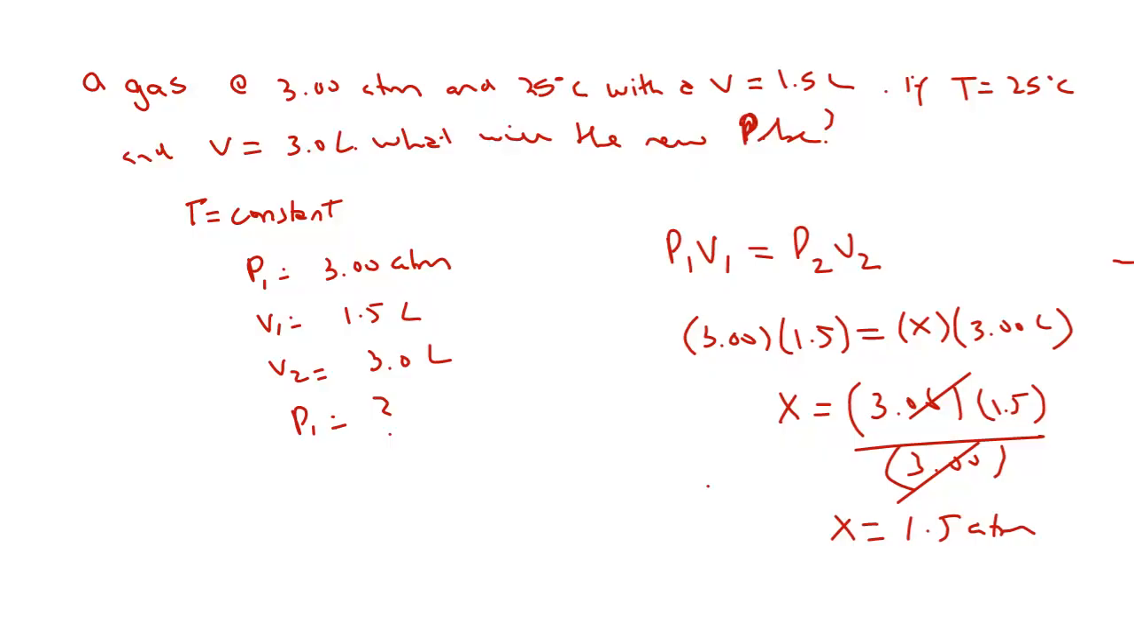So the pressure is 1.5. My volume went up, so my pressure has to go down. And that's what happened. It went from 3 to 1.5.